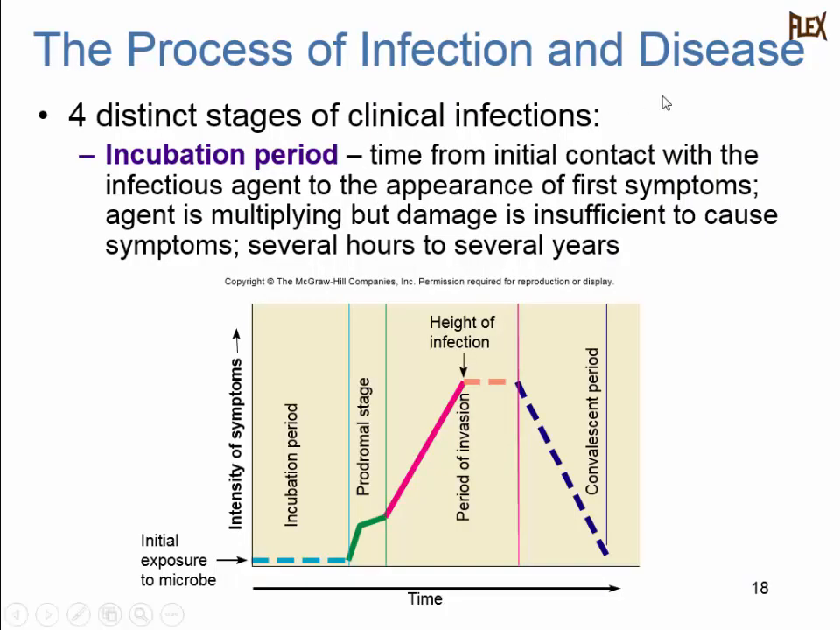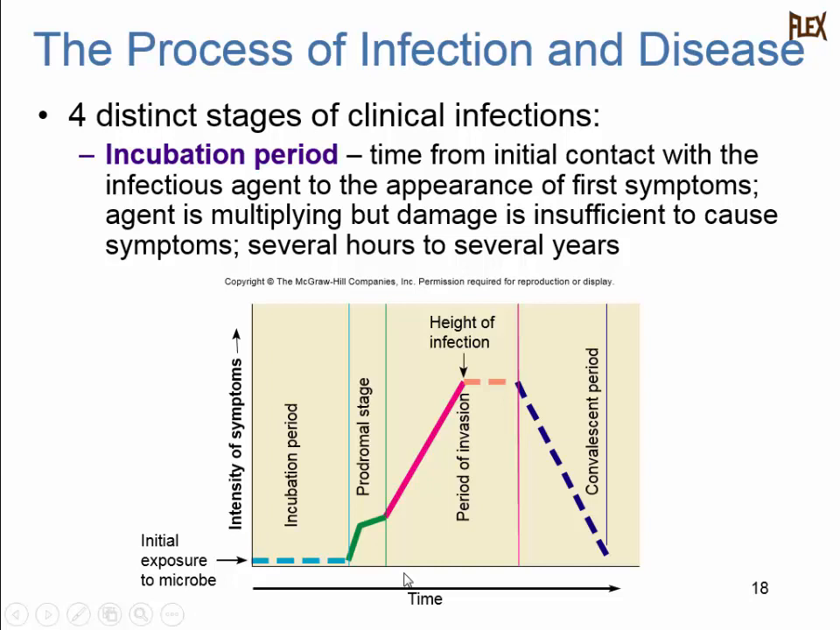So the processes of infection and disease actually mirror that of the bacterial growth chart. If we were to overlay it, it would have a similar effect. That's not surprising, because the symptoms chart is related to the bacterial growth chart, simply because our symptoms are highly correlated to the quantity of microbe that we have. And so the incubation period is the time from initial contact. It correlates with the lag period of the bacterial growth chart, because there's a low quantity of microbial growth.